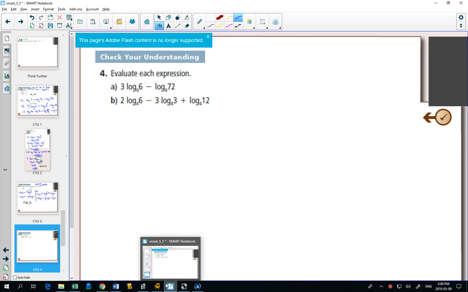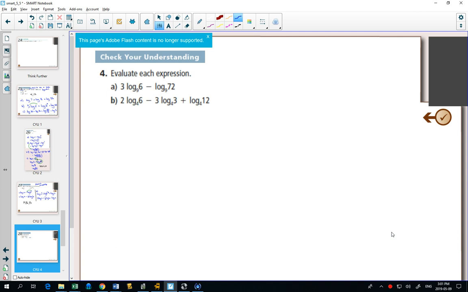Evaluate each expression. So first of all, we could try to do this directly. If I tried to do this directly, I would have to know 9 to what power is 6? Is 6 on our powers chart for 9? No. I have no idea what that answer would be. So we can't go about doing that.